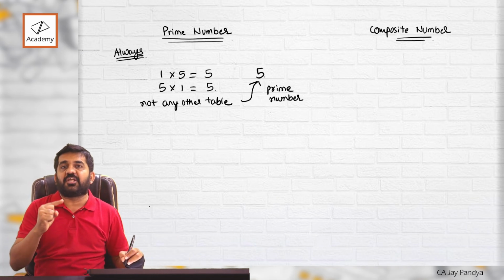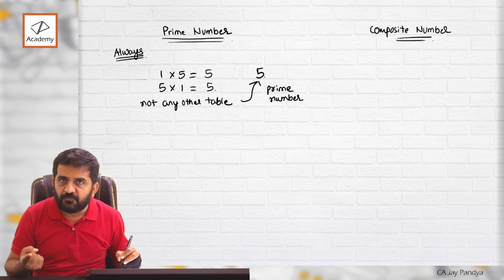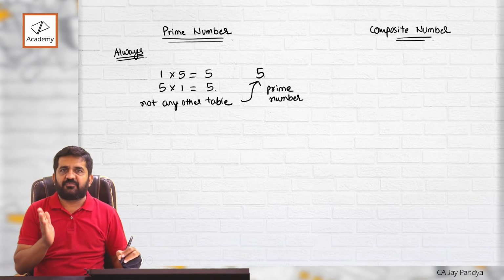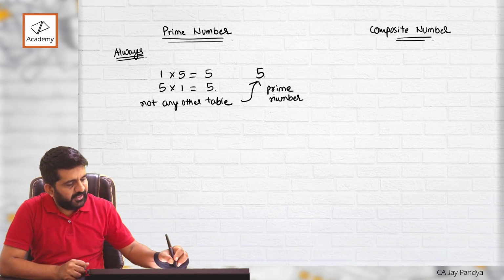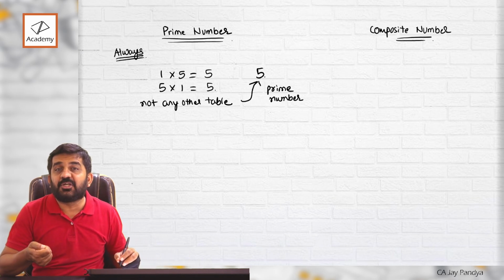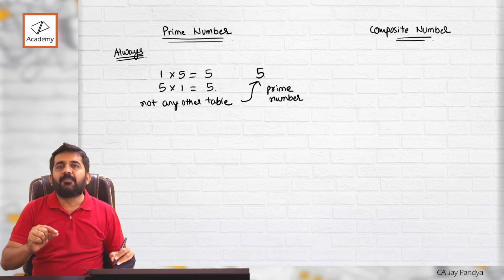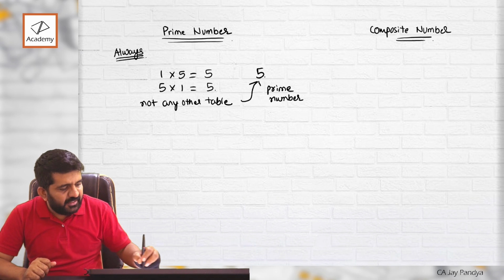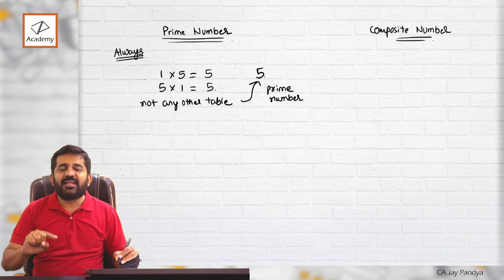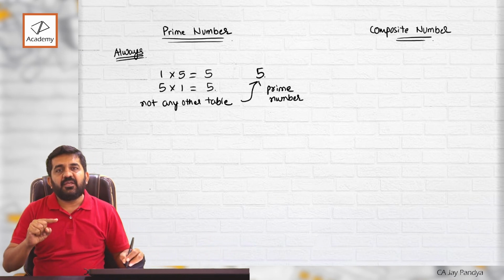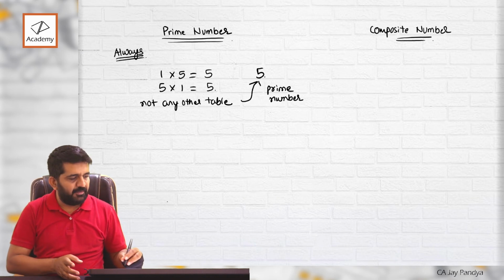It will not be in a table of 2, it will not be in a table of 3, it will not be in a table of 4. Of course, it will not be in the table of 6, 7, 8, 9, 10 because they are greater than it. So it is not in any other table. If the multiplier is something other than 5 and 1, then it is a composite number. If it is only itself and 1, then it is a prime number.